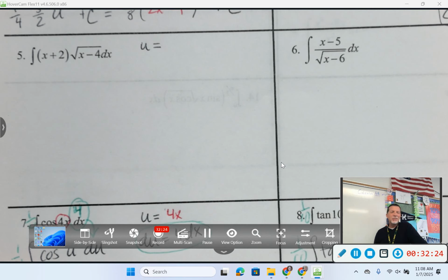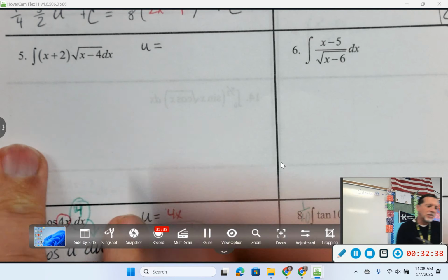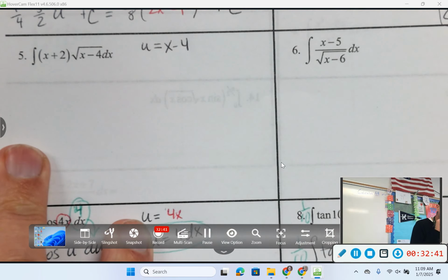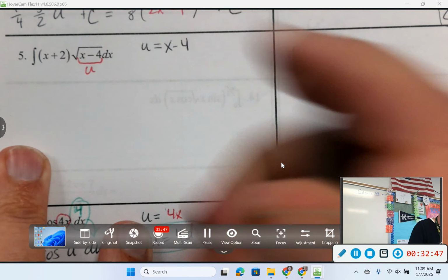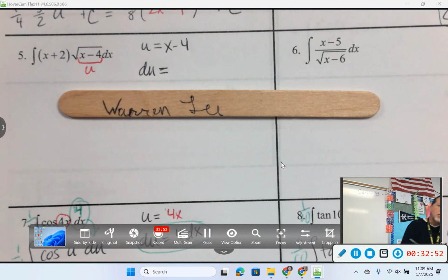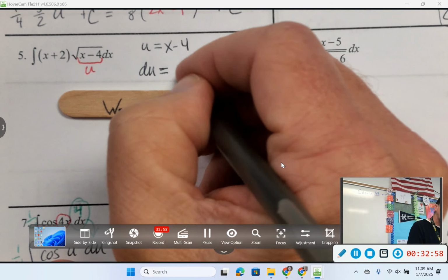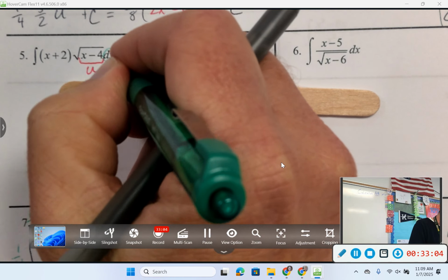In my mind, there's only two options that I see: x plus 2 or x minus 4. Which thing would you rather clean up? X minus 4. You would rather have a cleaner square root. So let's let u be x minus 4. Alright, so that's u. What would du be? What's the derivative of x minus 4? 1 dx, or just dx. So that's good news. That means this is du.